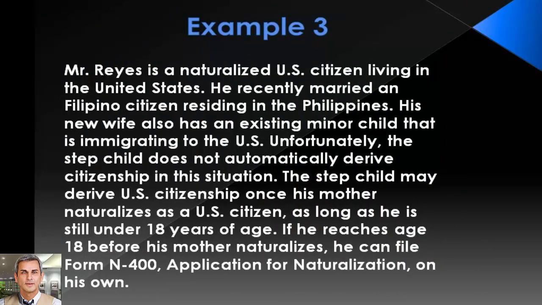Example 3. Mr. Reyes is a naturalized U.S. citizen living in the United States. He recently married a Filipino citizen residing in the Philippines. His new wife also has an existing minor child that is immigrating to the U.S. Unfortunately, the stepchild does not automatically derive citizenship in this situation. The stepchild may derive U.S. citizenship once his mother naturalizes as a U.S. citizen, as long as he is still under 18 years of age. If he reaches age 18 before his mother naturalizes, he can file Form N-400, Application for Naturalization, on his own.